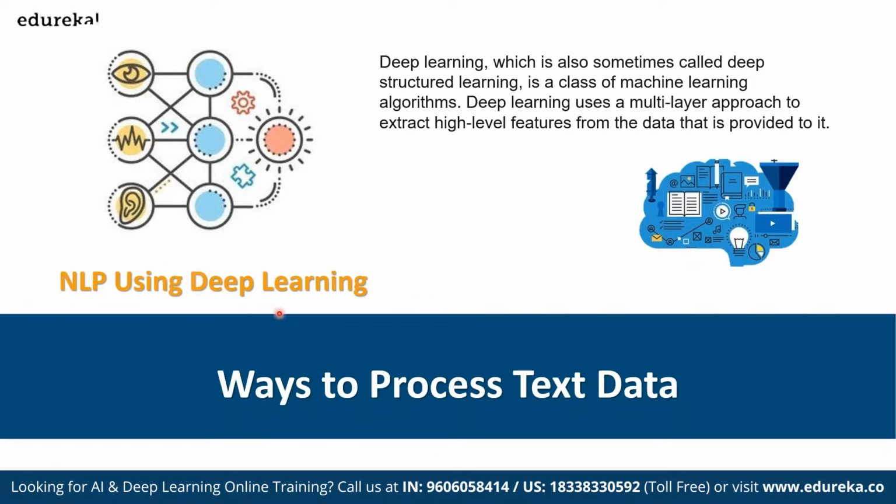Now, deep learning uses more sophisticated mathematical algorithms, as you are seeing here, and it can understand the high-level features from the data you are trying to communicate. So NLP can be processed two ways. One is using machine learning, and the other is using deep learning.